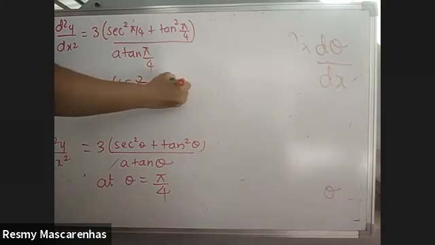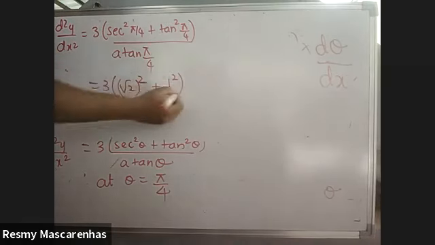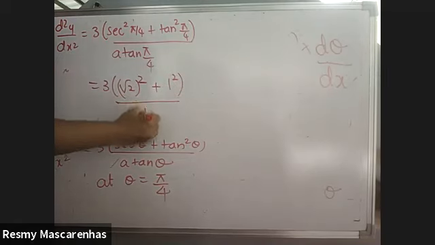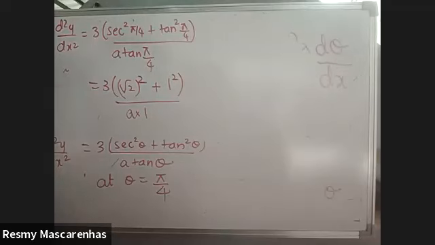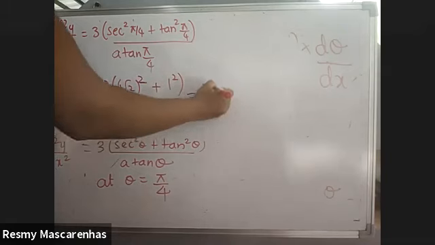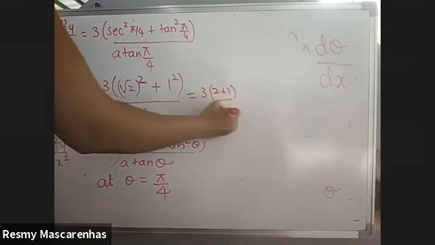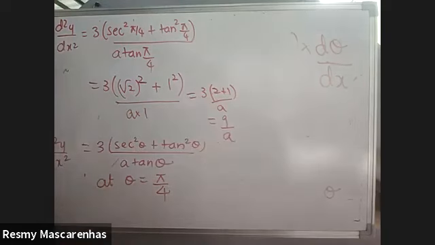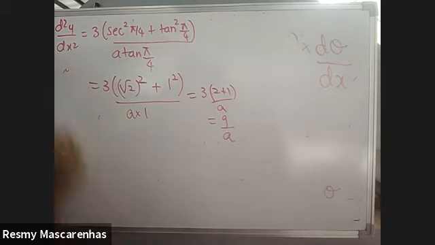Plus, anyways, tan 45 is 1. You don't have to worry about that. A into 1. And now, root 2 square will become 2. So 3 into 3 will be 9 by a will be your answer. Now we have finished.